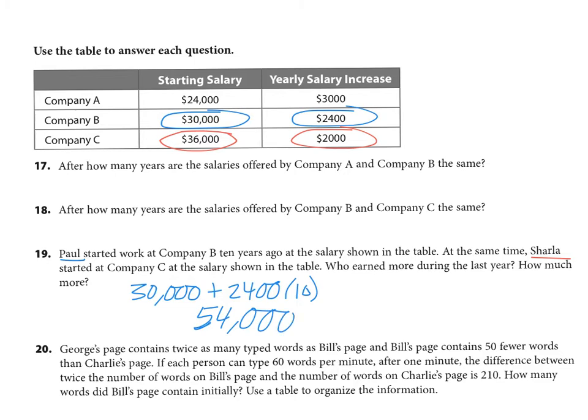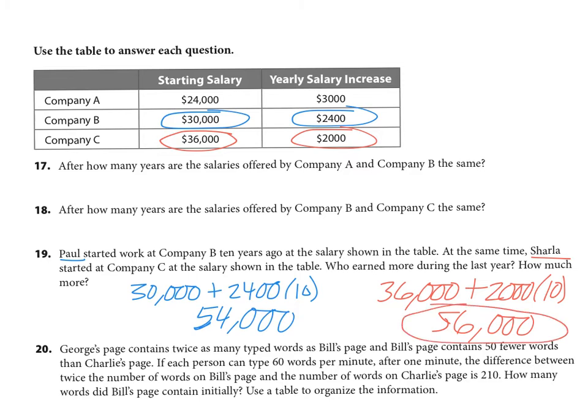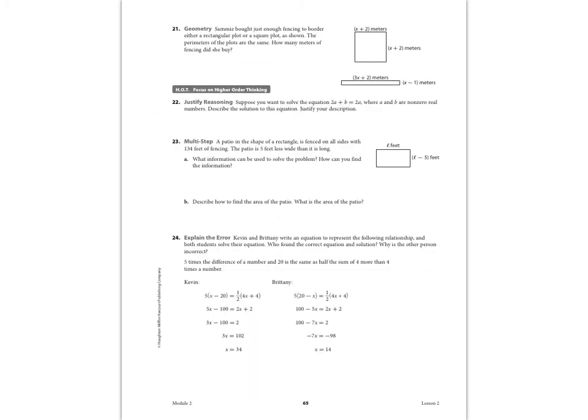Okay. What about Charlotte? Charlotte started at 36 and then gets 2,000 for the 10 years. So that's 20. 20 plus 36 would be 56,000. So who earned more during the last year? Charlotte did. In the last year, Charlotte's making 56,000 to Paul's 54. How much more? That's $2,000 more. Okay, let's go on to problem number 21.